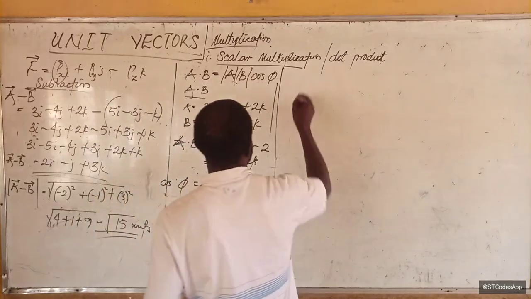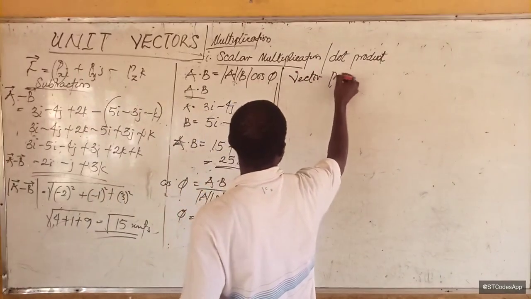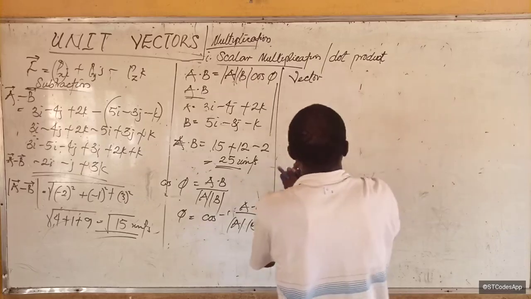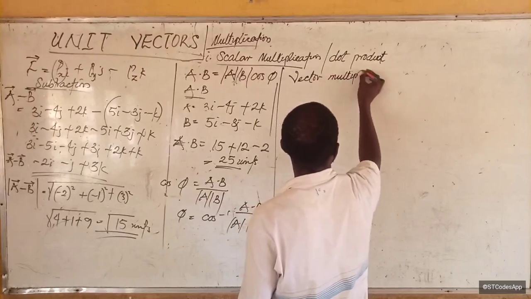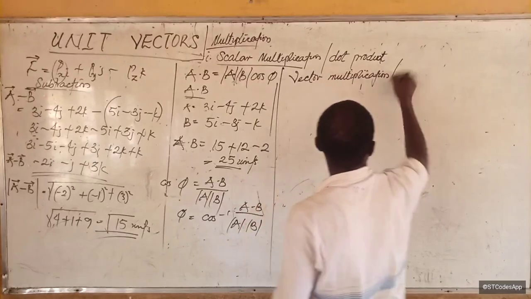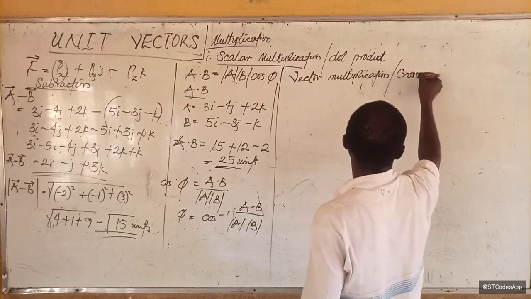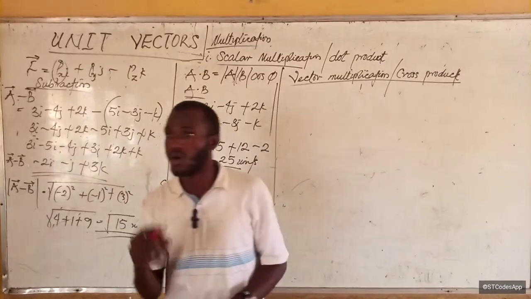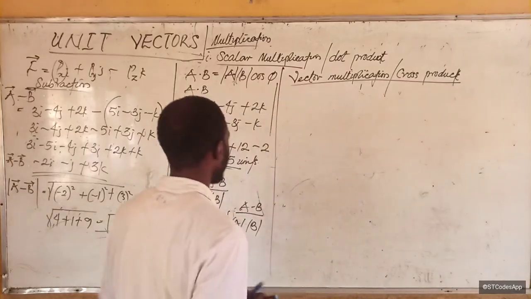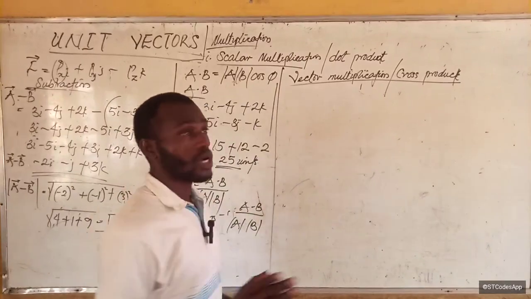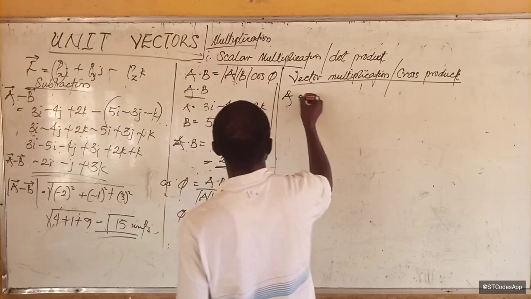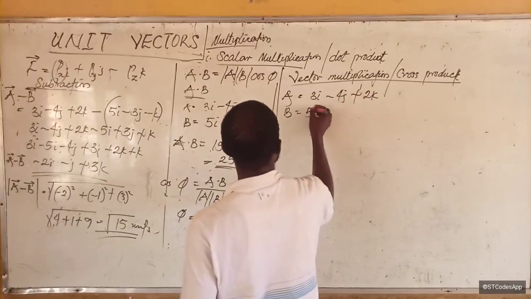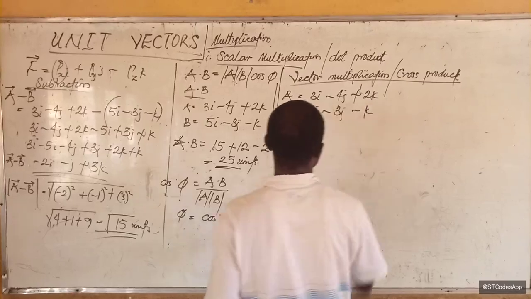Now the second type of multiplication is the one we call the vector product. Vector product, or vector multiplication rather, or cross product. Now, how do you do vector multiplication? It is very simple. We're still going to use the same vectors. We said if A was 3I minus 4J plus 2K, and B was 5I minus 3J minus K.